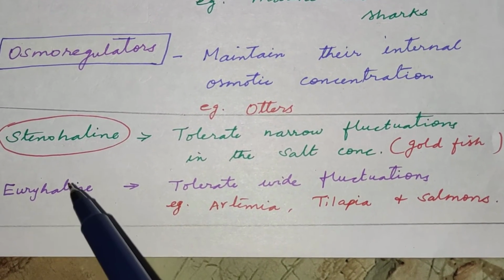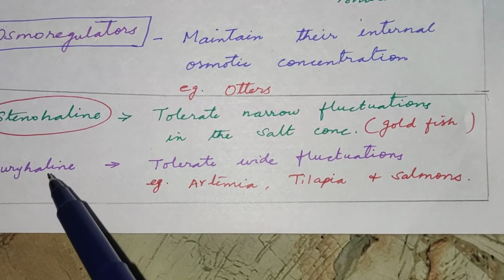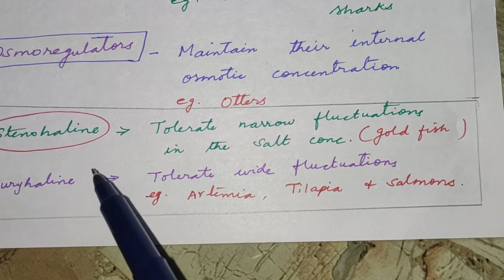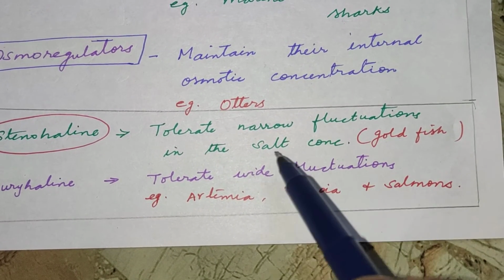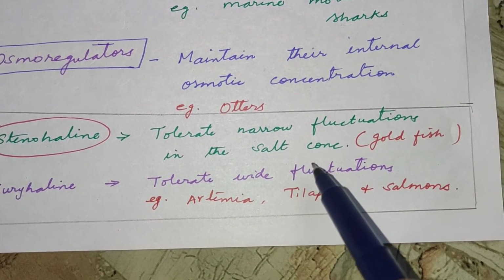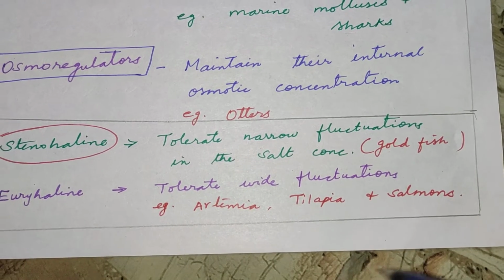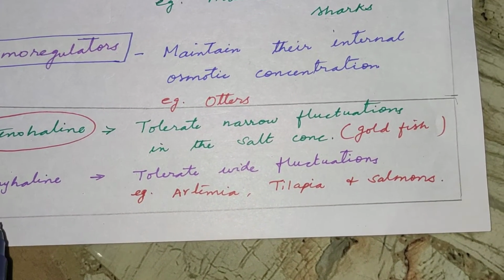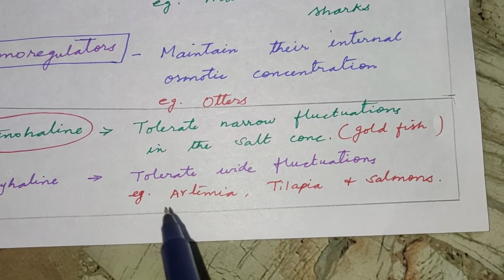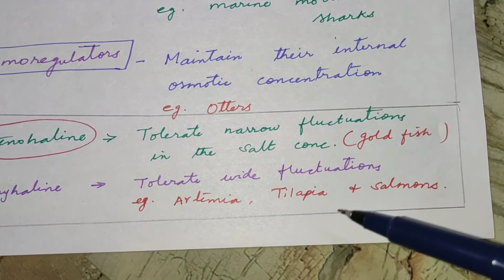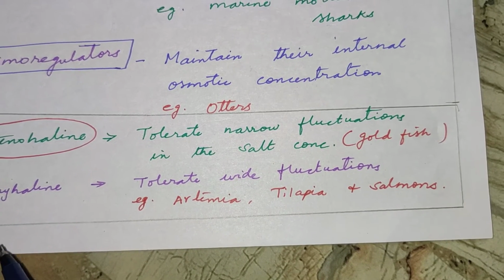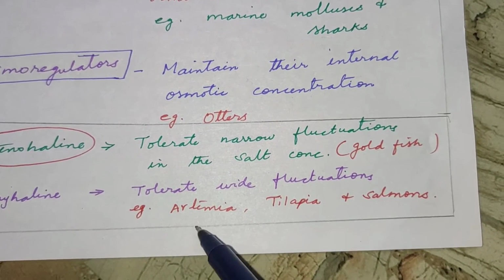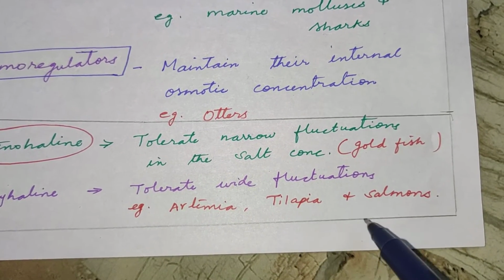Here we can see the differentiation between stenohaline and euryhaline. Animals that can tolerate narrow fluctuations of salt concentration are called stenohaline. Example: goldfish. Euryhaline in the sense they can tolerate fluctuations. A wide range of fluctuation is called euryhaline. Example: Artemia, Tilapia and salmon.